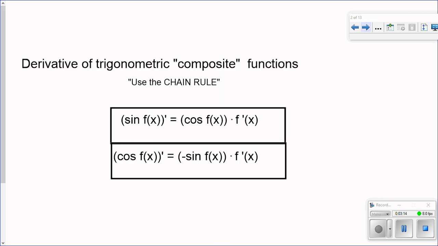First of all, we're going to talk about the composite function. If I have sine of a function, the derivative of that is cosine of the function multiplied by the derivative of the function. And similarly, when I want to take the derivative of the cosine of a function, I incorporate the chain rule, so it's the negative sine of the function multiplied by the derivative of the function itself.